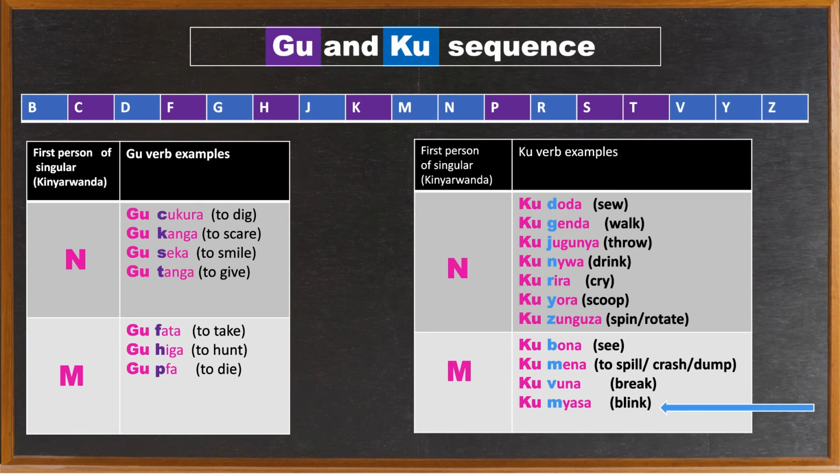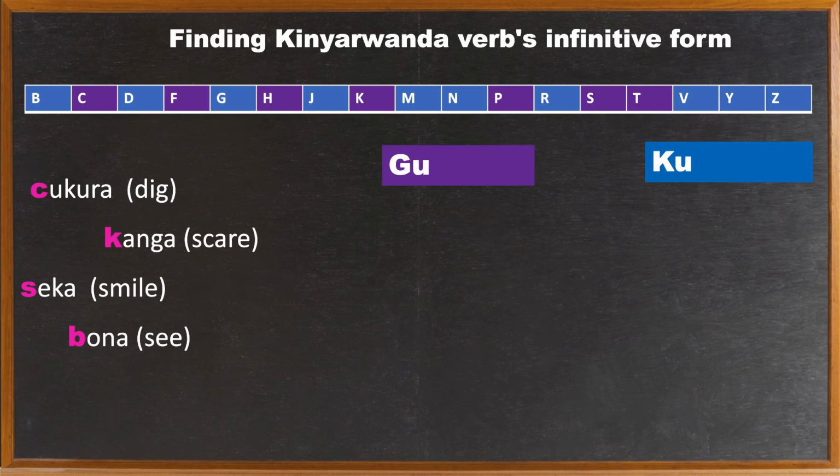Now let's bring back again that previous example and see if you are confident enough to be able to separate these verbs and tell their category. Okay, you can answer them in the comment section, and then I'm going to show you the answer now. Are you ready? Okay, so let's start with chukura. As you can see, C is in the representative letters, that means it is a gu verb.